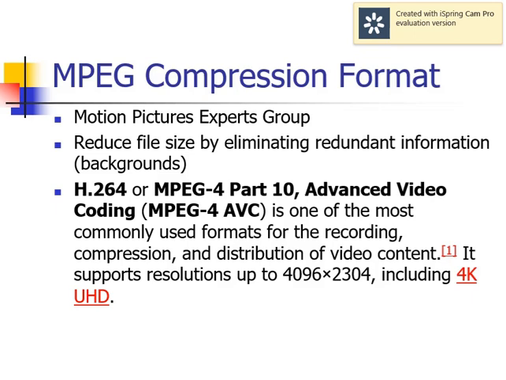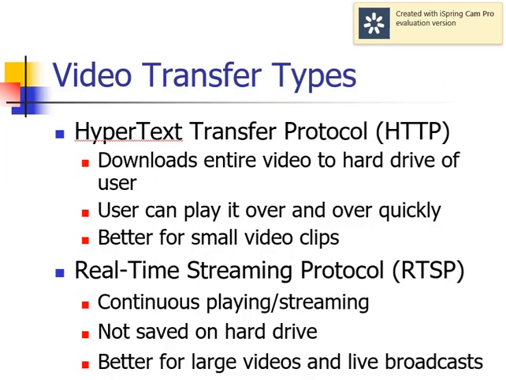The most commonly used compression format is the MPEG file. MPEG stands for Motion Pictures Expert Group. It reduces file size by eliminating redundant information, which is the background. There are two types of format that are usually used for recording: MPEG4 Part 10 and MPEG4 AVC, Advanced Video Coding. MPEG-4 supports resolution up to 4K.